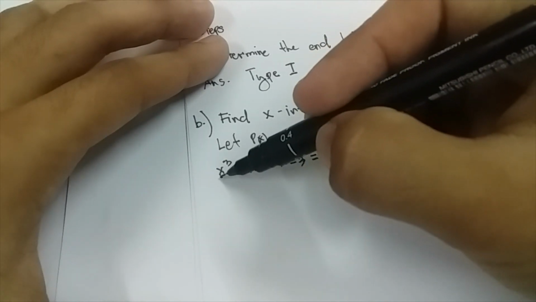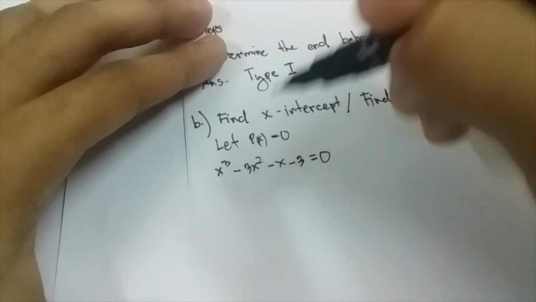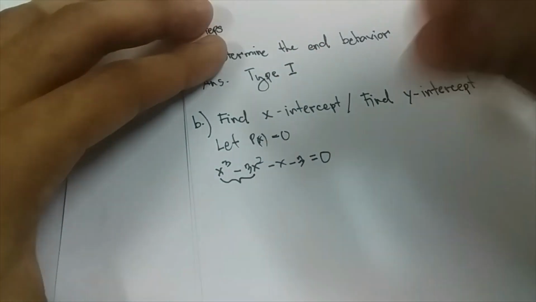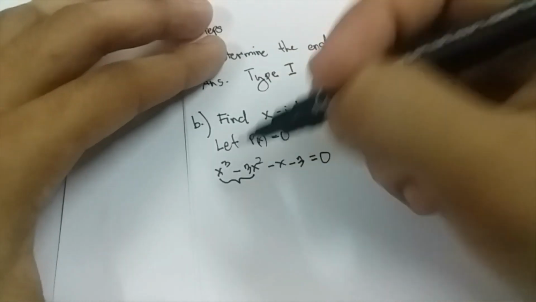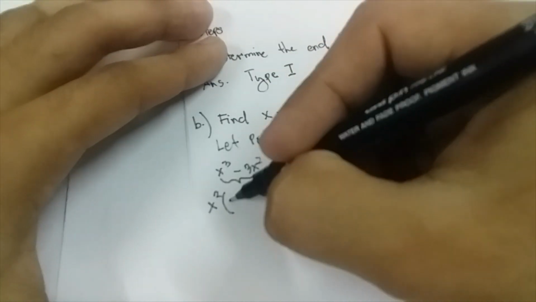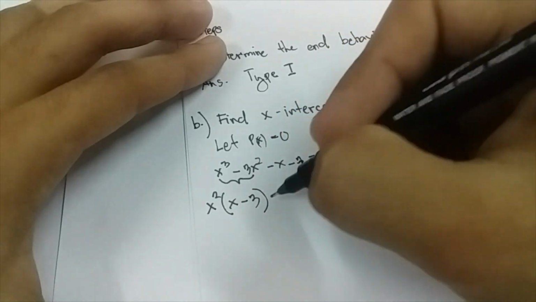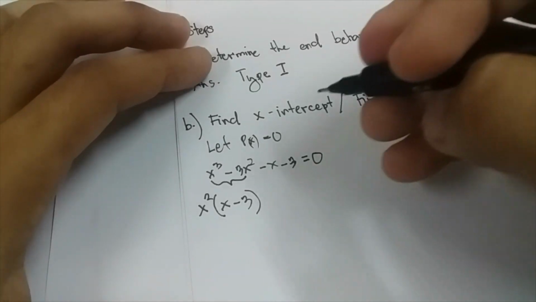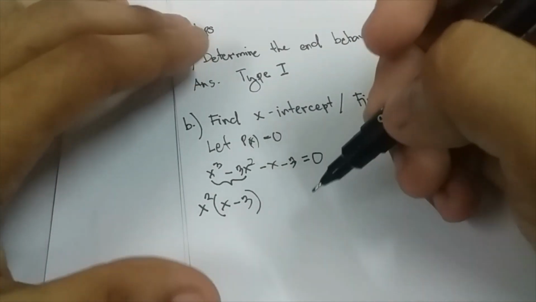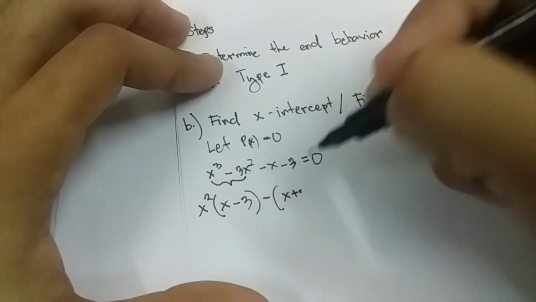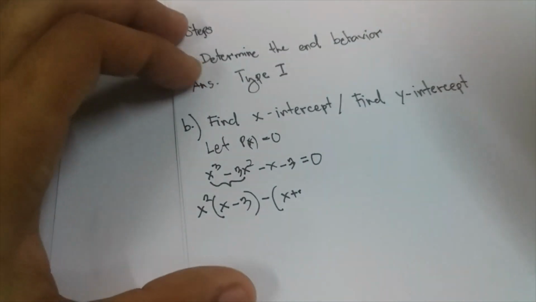We'll look at the first and second terms, x cubed minus 3x squared. I can group these first two terms, so I can factor out x squared, so it becomes x minus 3. For the third and fourth terms, I can also factor out the negative sign, so it becomes x plus 3.